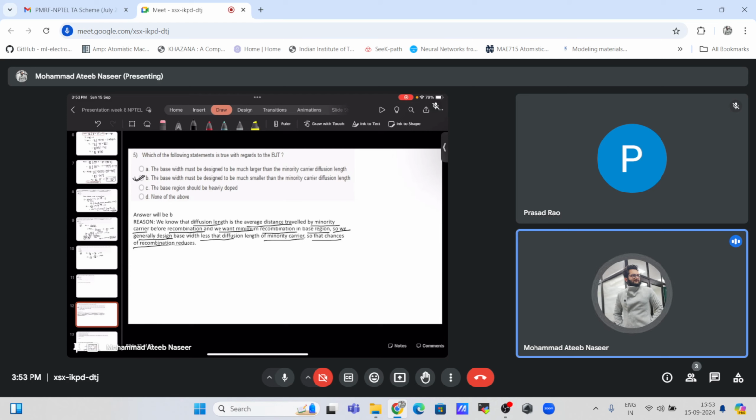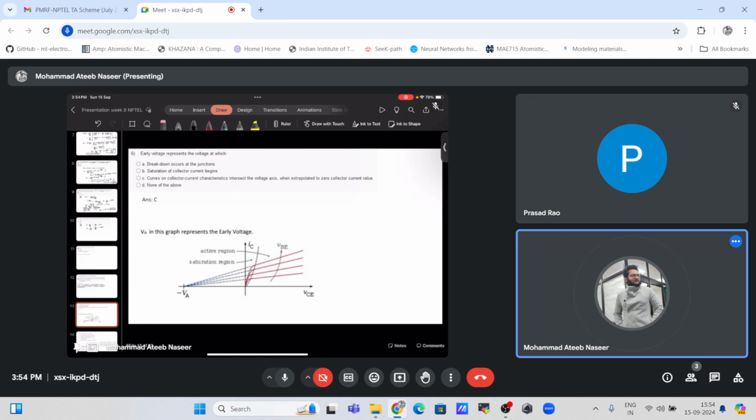Okay, let's be clear of these things. Let's say for an NPN transistor, the emitter will have the majority carriers as the electrons. The electrons in the base region will now be the minority carriers. We do not want them to recombine in the base region, so that's why we will design the BJT such that the base region will have a length which will be smaller than the diffusion length of the electrons. The diffusion length of the electrons.